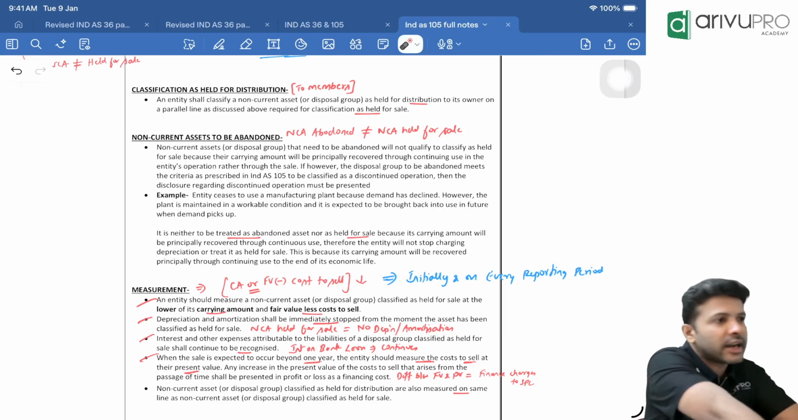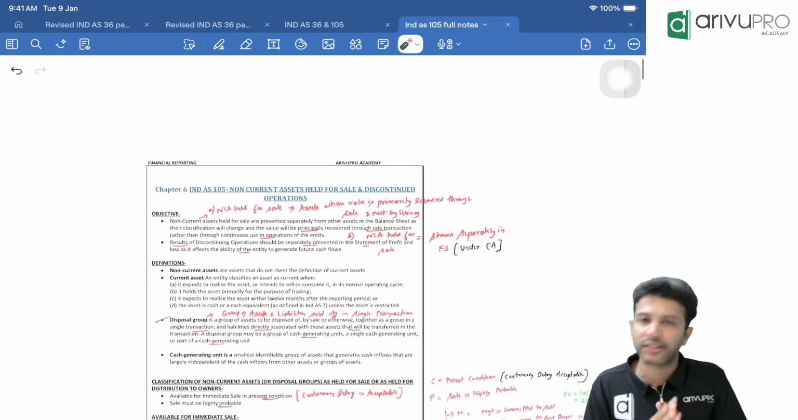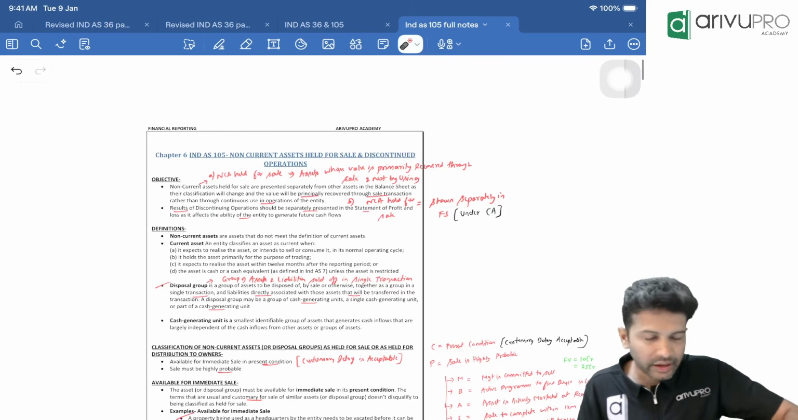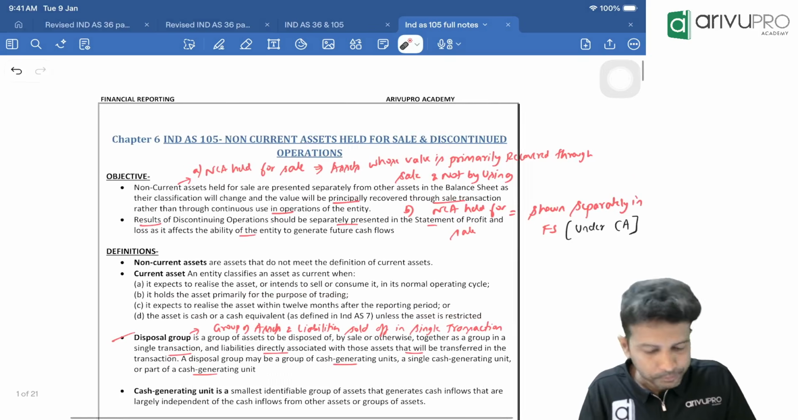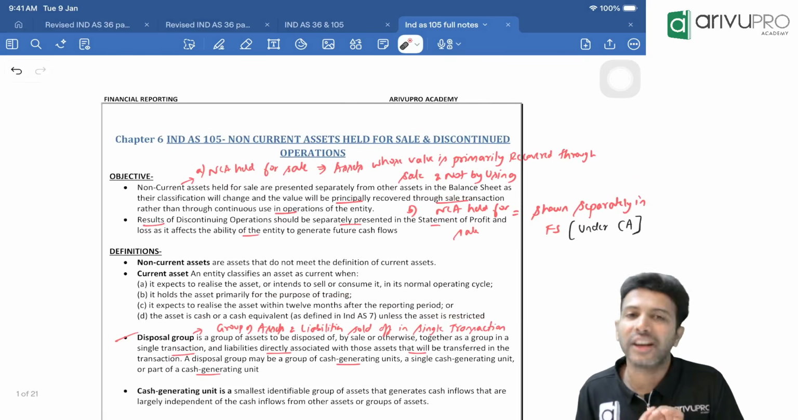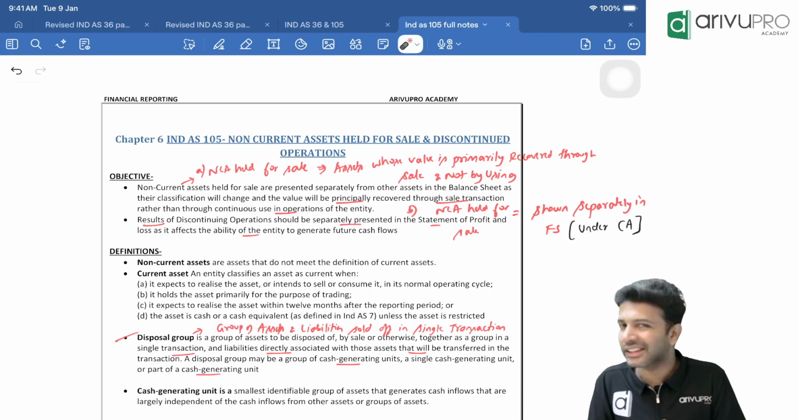Okay, first, the standard name is Ind AS 105, non-current assets held for sale and discontinued operation. We are right now in this category. Discontinued operations we'll learn in a bit. Leave that for the time being. Okay, non-current assets held for sale means our primary intention as a company is to recover the money, not by using the asset, but by selling the asset. That's our primary intention. Okay, all right.